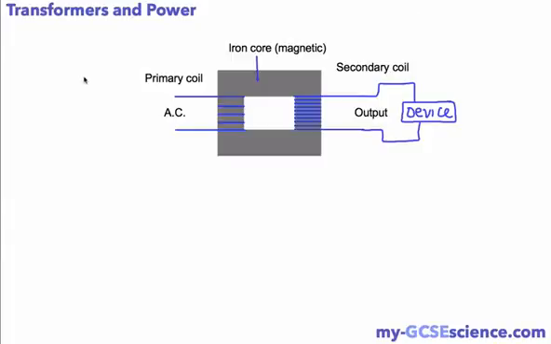Now, one thing to remember is that if this transformer is 100% efficient, and we do work on the basis that it's 100% efficient, the power over this side will be the same as the power on the other side. So if we have, say, 10 watts of power over here, on the other side we also have 10 watts of power. Again, that's assuming that we are 100% efficient and we're not losing anything along the way.